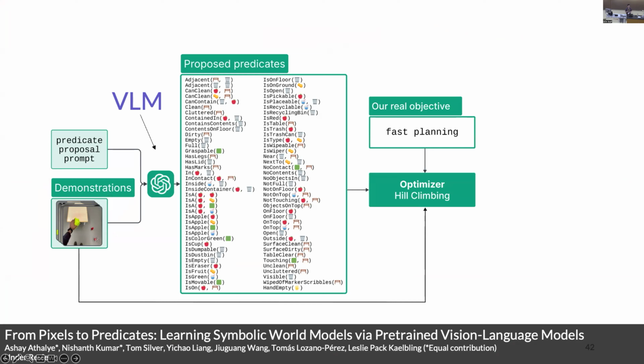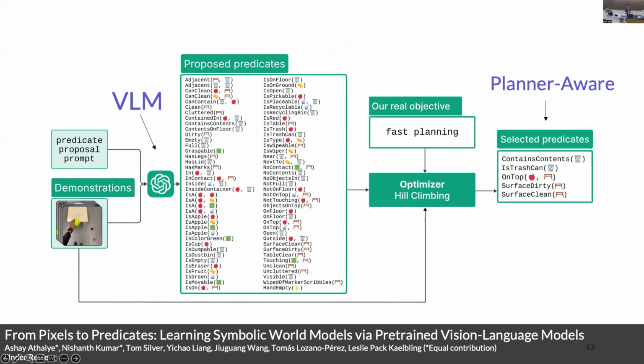So then what we thought was, okay, let's take the output of the VLM, and let's not just directly use those outputs, but instead think of the VLM as proposing candidates, a large pool of candidates, from which we can then select by directly optimizing for the thing that we care about, which again is fast planning. So we take these candidate predicates, and we run an optimizer, which in this case was just a simple hill climbing algorithm, to select a final subset of predicates that are explicitly aware of our planner.